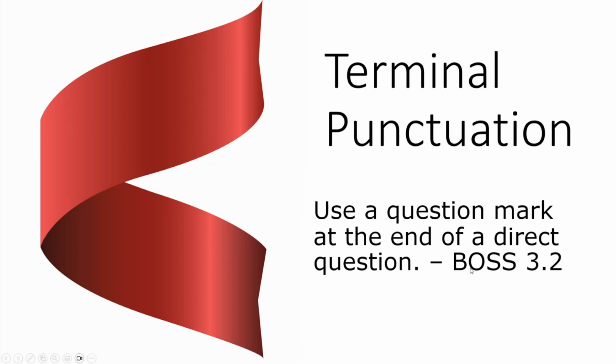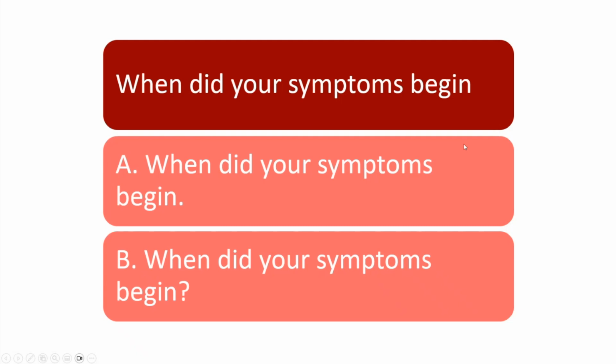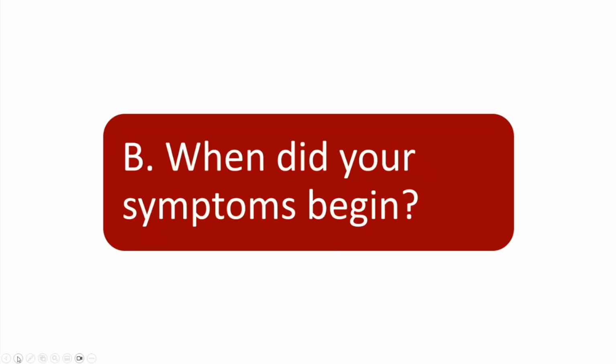So question mark is BOSS 3.2. Let's take a look at an example. When did your symptoms begin? Which item do you think is the correct way to punctuate that sentence? That was an easy one, hey? B, when did your symptoms begin? Question mark. Perfect. That was an easy one.